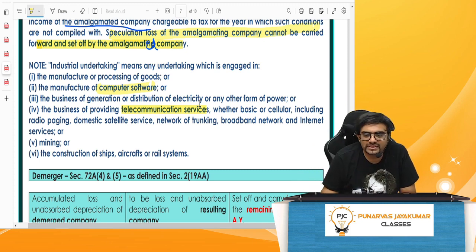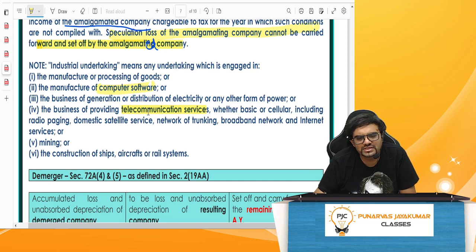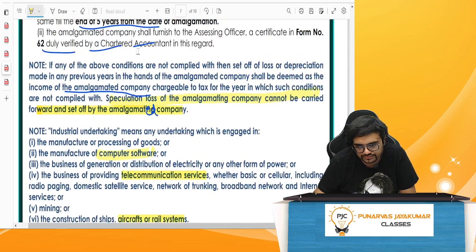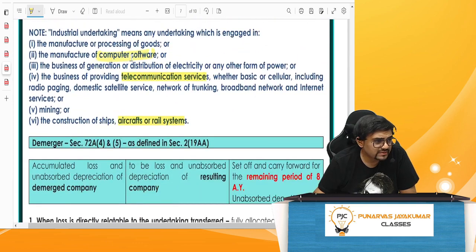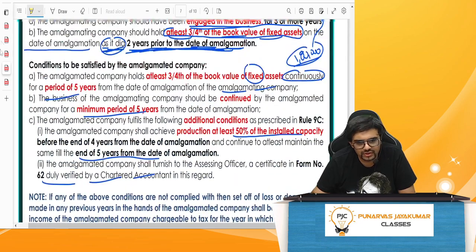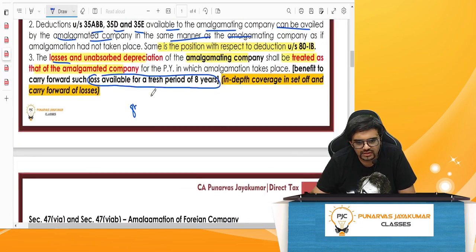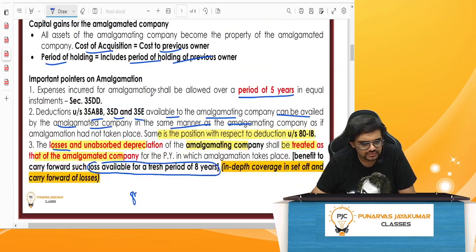Right? Whether basic or cellular, including radio paging, domestic satellite, all these things, guys. Mining, ships, aircraft, railway systems, all these things are there. Railway system, anyway, now privatization is what the government is planning, but IRCTC is the dominant monopoly. That's about this amalgamation, guys.